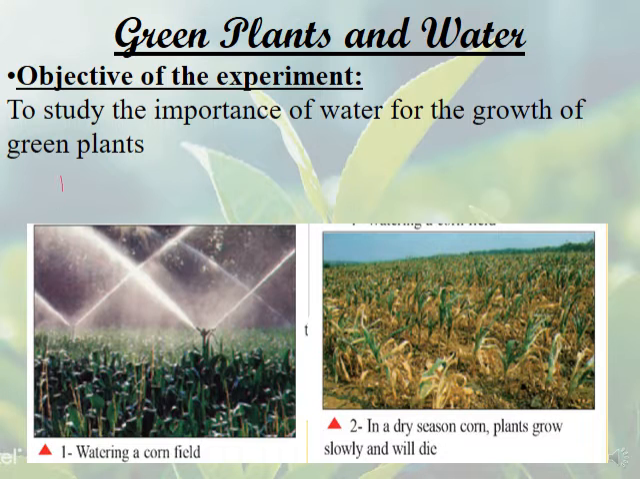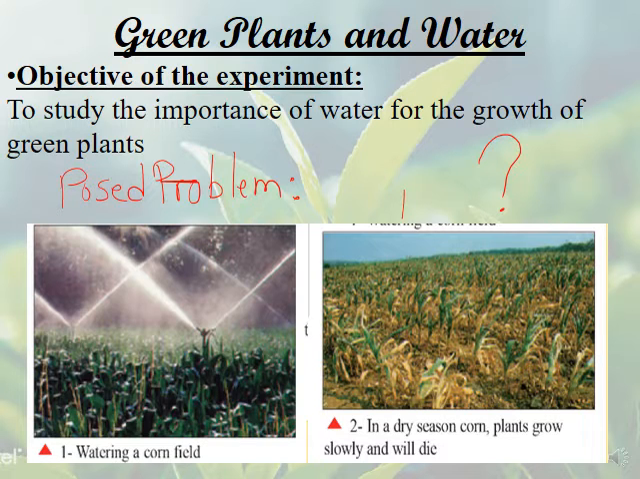And also we said that the posed problem is similar to the aim, but it should be in the form of a question. So you have to say, what is the importance of water for the growth of green plants? And this is the posed problem. Here we have two plants, 1 and 2, one containing water, and the second one lacks water. Lacks meaning that it doesn't contain water.